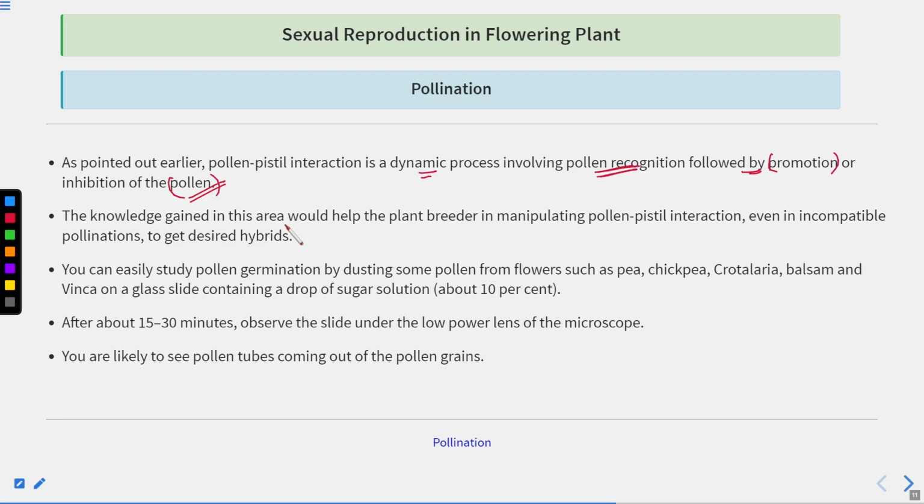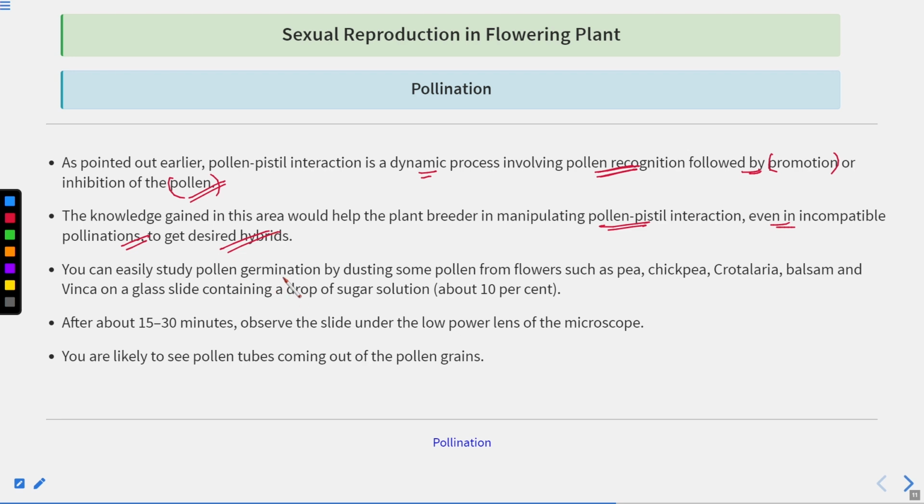Now, the knowledge gained in this area would help the plant breeder in manipulating the pollen-pistil interaction, even in incompatible pollinations, to get the desired hybrids. So, in order to make hybrids, if the knowledge of this pollen-pistil interaction is there, then a plant breeder can utilize that information to produce hybrids even if the pollen is incompatible.